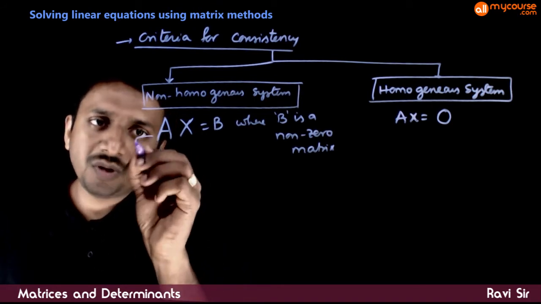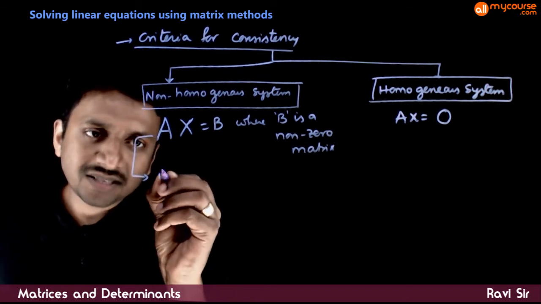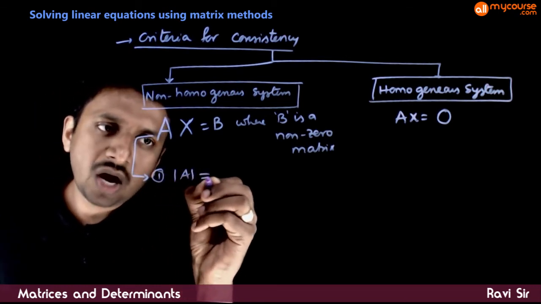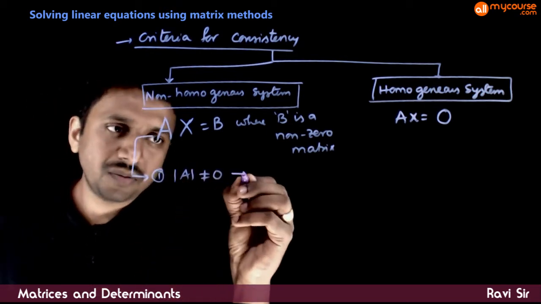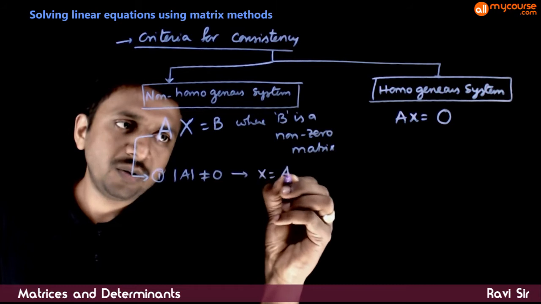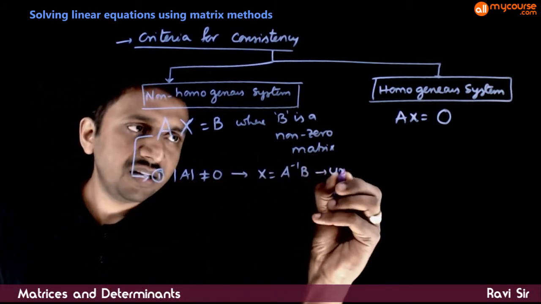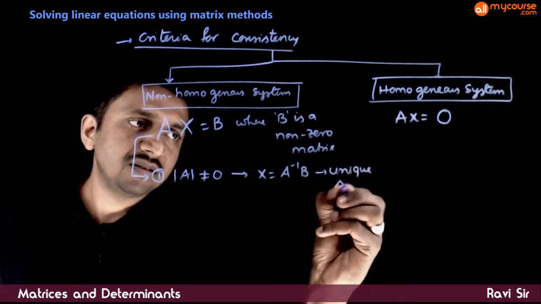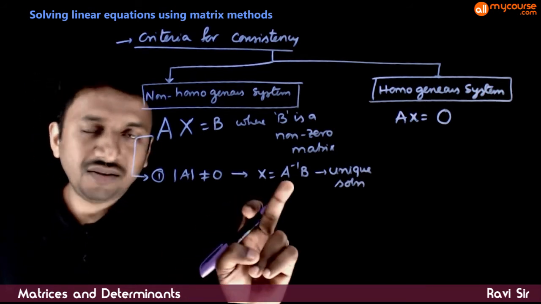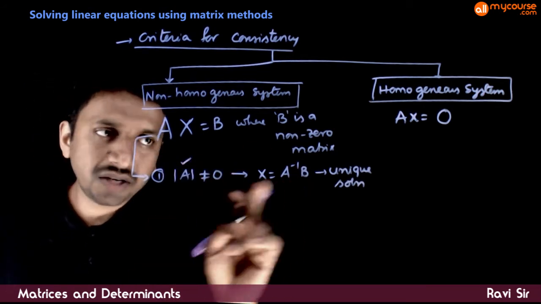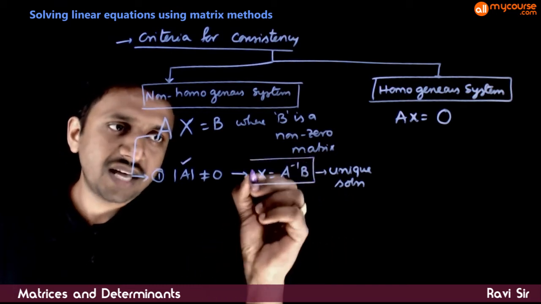Now in the non-homogeneous system, we have three different cases. First, if det A is not equal to 0, then X is equal to A inverse times B. That means you have a unique solution, A inverse into B. If det A is not equal to 0, then A inverse exists. So X is equal to A inverse times B.